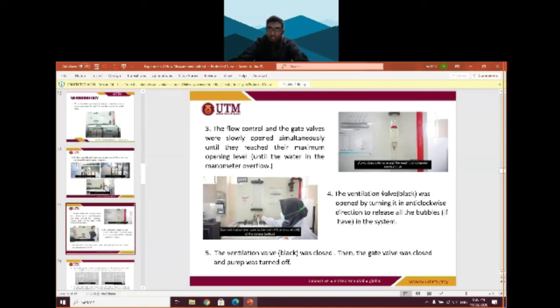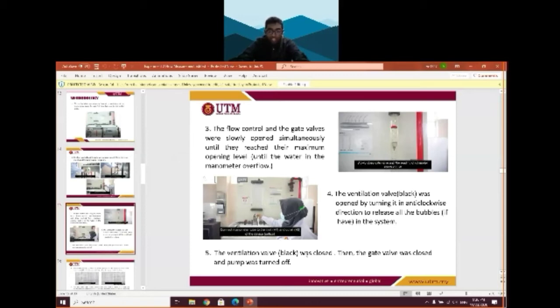The fourth step is we open the ventilation valve. Why do we open the ventilation valve? Because there are some gas bubbles that have pressure, so you need to release the pressure in order to get a proper reading. The bubbles can mess up our reading.